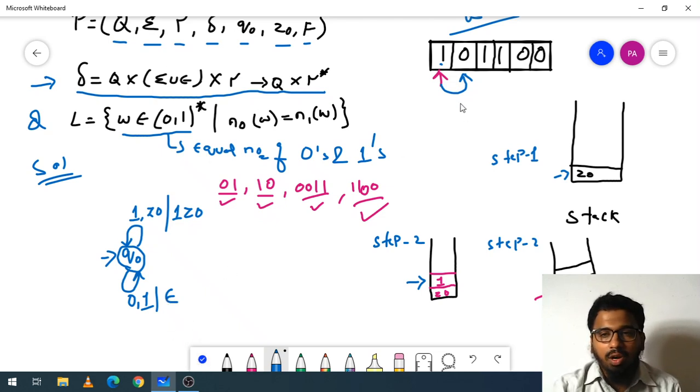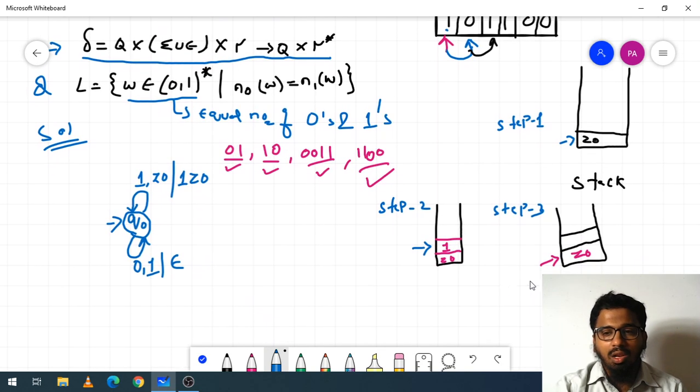Okay. So what is our next header point? Our next header point is 1. Now whenever we have 1, and what is at the top of the stack here? This is step 3. And what is at the top of the stack? Z0. So whenever we have 1 comma Z0, what do we need to do? The same thing, 1 Z0. This is the answer.